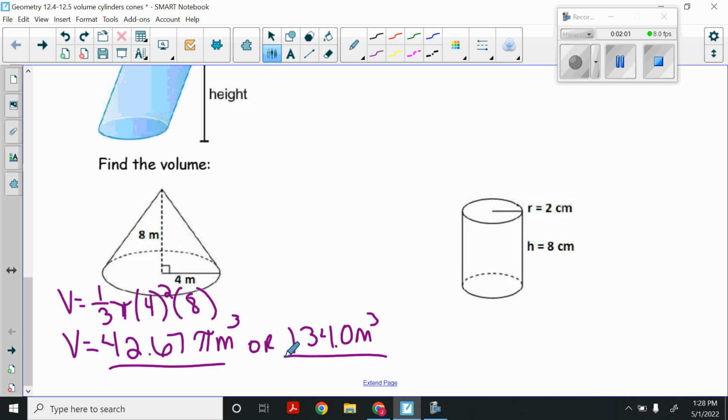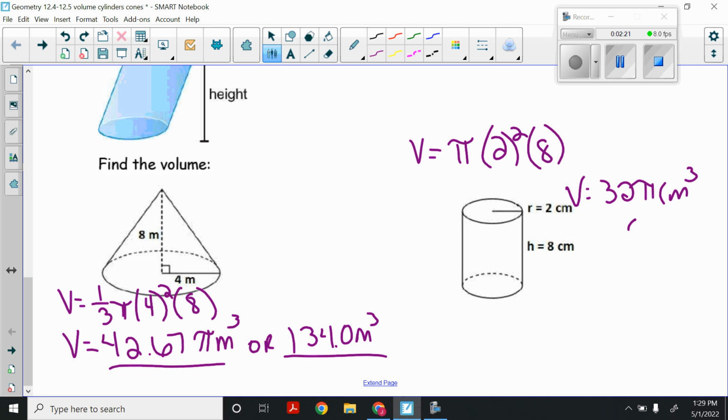or I could multiply that through by pi and get 134.0 cubic meters. The next one is a cylinder. So again, I have the radius, I have the height, I have everything I need. So the volume is equal to pi times my radius squared, so 2 squared, times my height, 8. And so 2 squared is 4, 8 times 4, so my volume is 32 pi cubic centimeters. Or I can multiply 32 times pi and get 100.5 cubic centimeters.